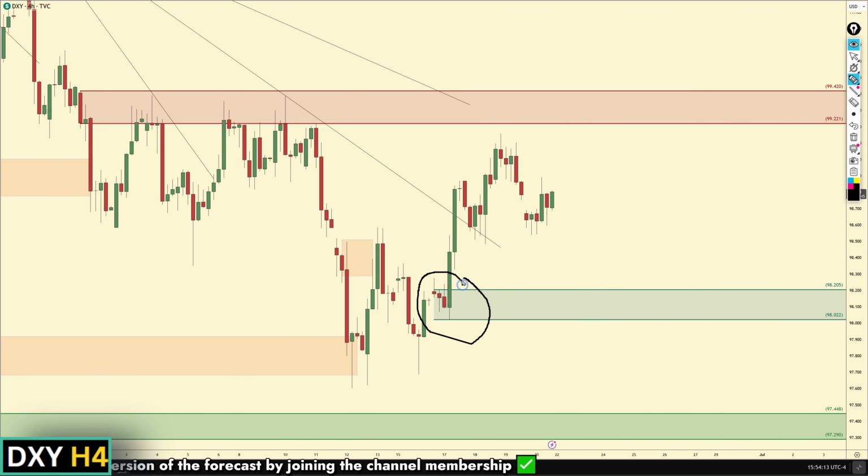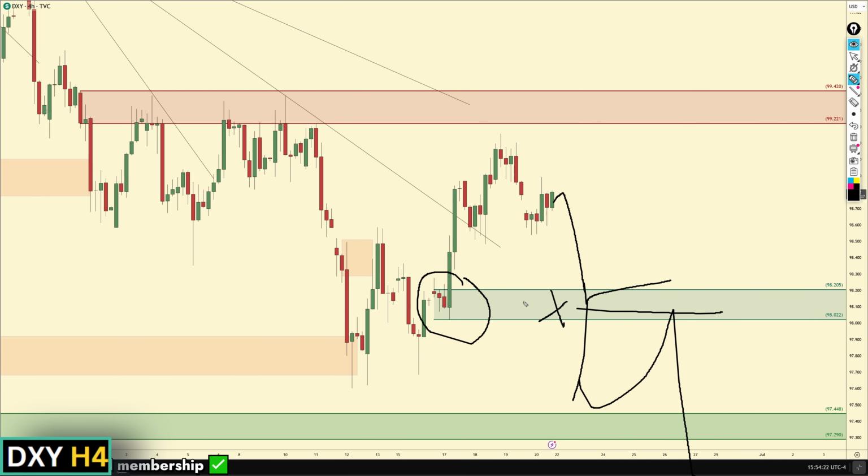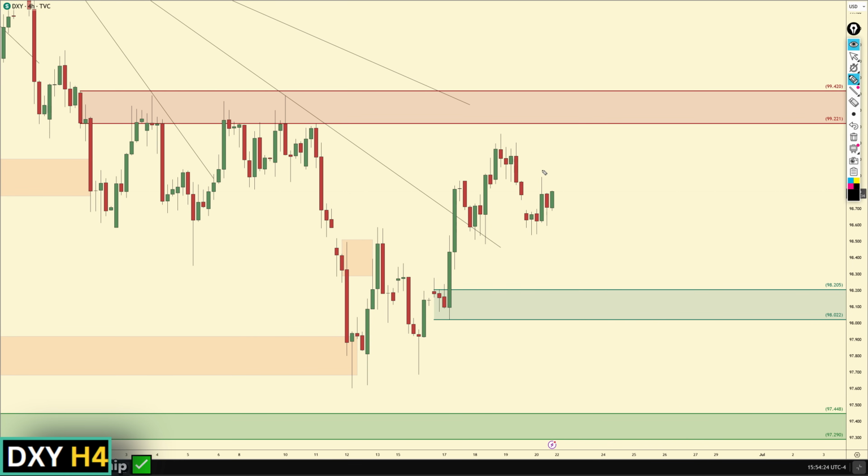So that is what we're going to be monitoring, this area of demand, if we pull back to it to see if it holds. If it breaks, to me guys, that's most likely that we're going to create a supply zone and continue to drop if this demand zone ends up breaking. So I'm going to be watching this area of demand on the 4-hour chart. I'm also going to be watching this supply zone.